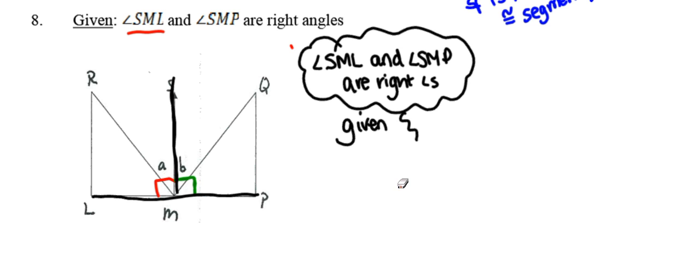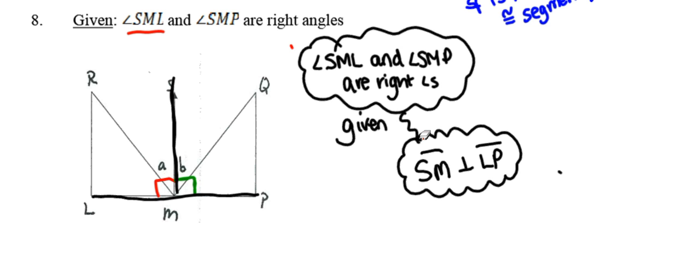And because those guys are right angles, the conclusion that I can draw is that line segment SM and line segment LP must be perpendicular. And that's because right angles are formed by perpendicular lines, or right angles are formed when lines are perpendicular.